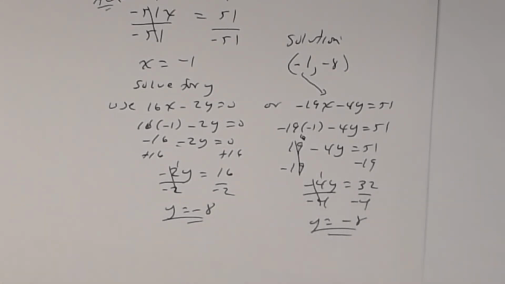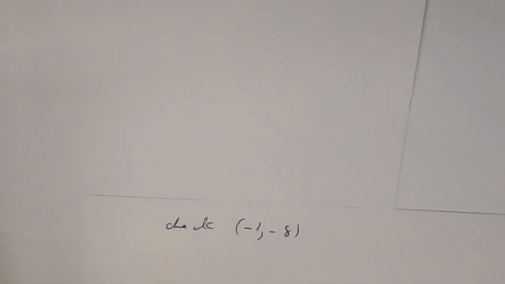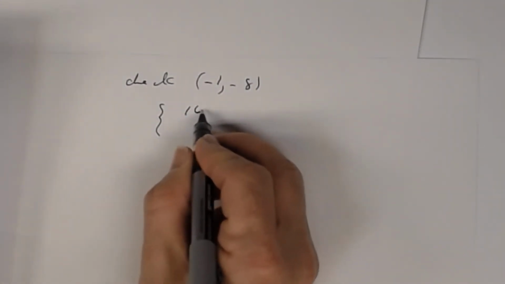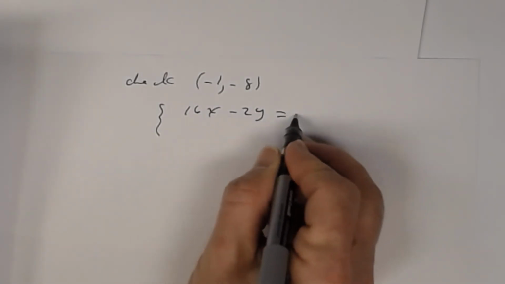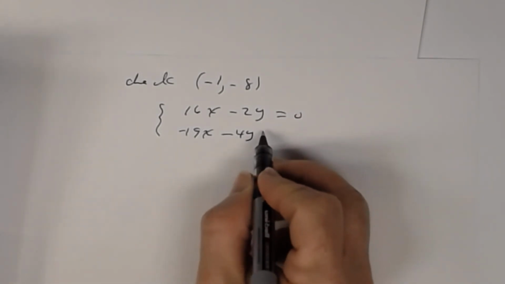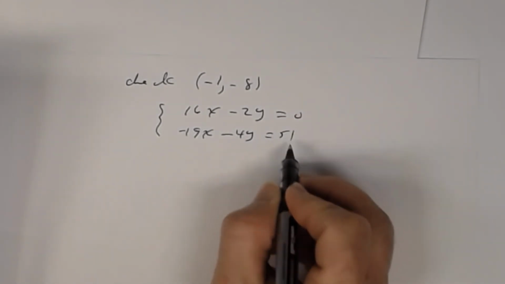Now I just want to go ahead and check this one again. So again, I could have made a mistake somewhere, right? So let's just check it. Let's just check to make sure it's correct. So let's check negative 1, negative 8 to make sure it's correct. So here's our system. It was 16x minus 2y equals 0. Negative 19x minus 4y equals 51.